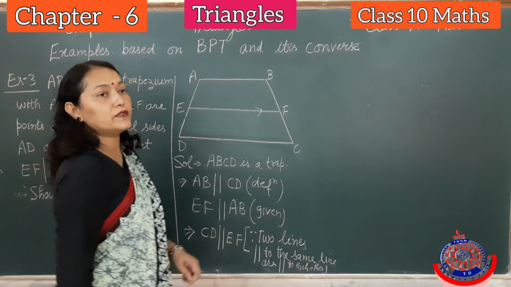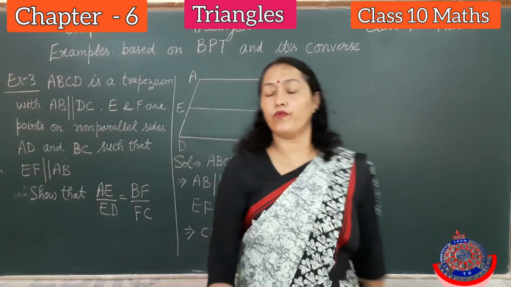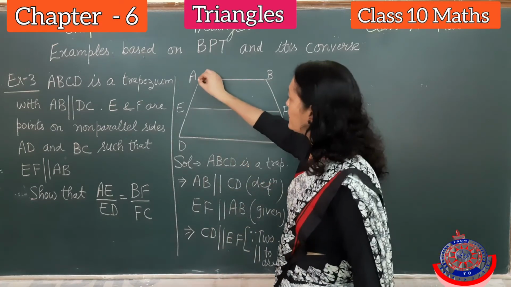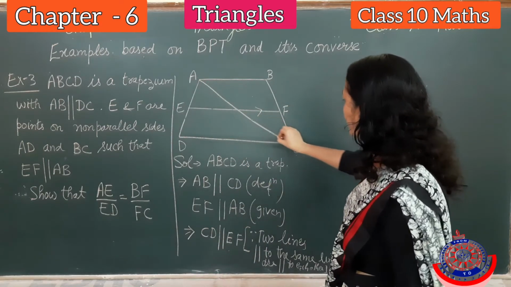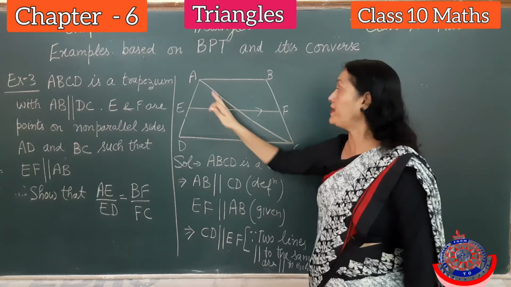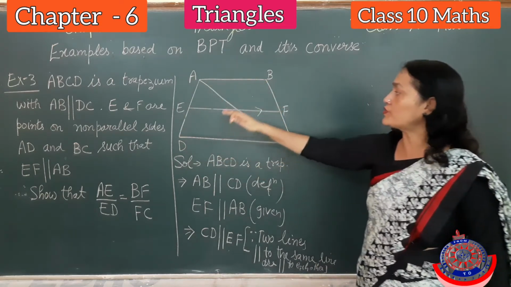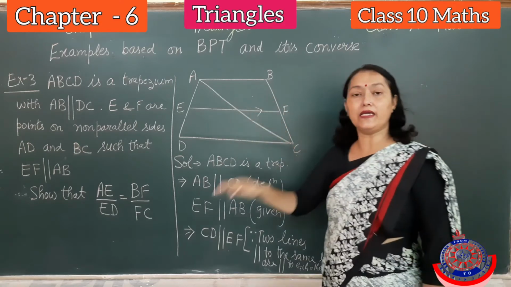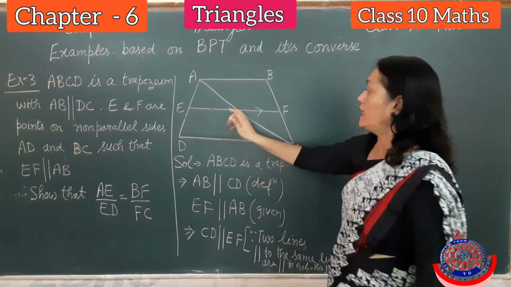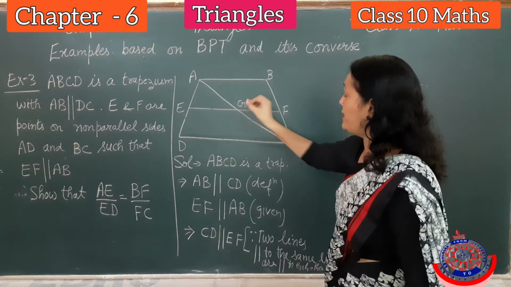Now for further solving, we will have to join A and C. Why? Because we will be using triangles only. We have divided the trapezium into two triangles. Now we will be applying BPT. Let us take this point as G.